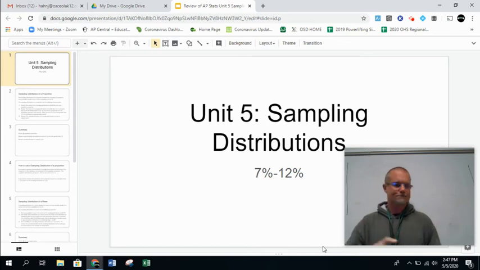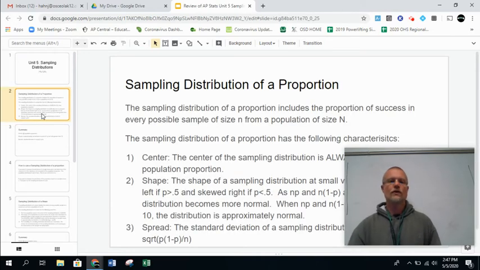So we're going to start out here with the proportions, and you guys can look at another video, a second video, to talk about the sampling distribution of means. So the sampling distribution of proportion.